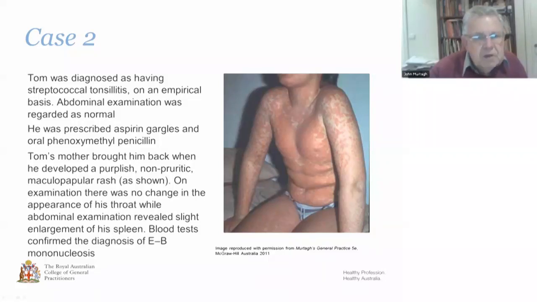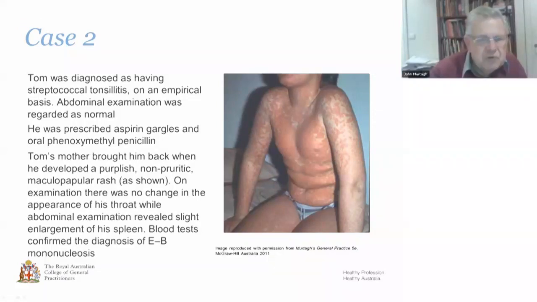And he diagnosed streptococcal tonsillitis just empirically. Didn't do any tests, and regarded the abdominal examination as normal, because it's important to do an abdominal examination if you suspect mononucleosis. So he gave him an antiseptic gargle and prescribed oral penicillin. Now they brought him back, and this is what I saw.